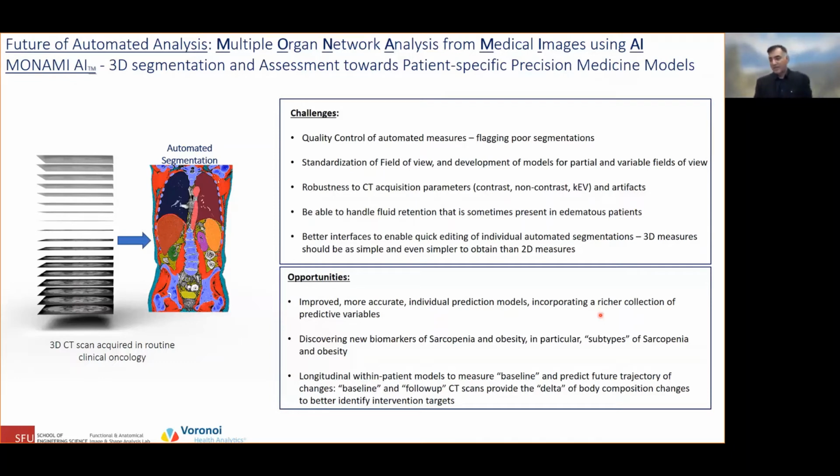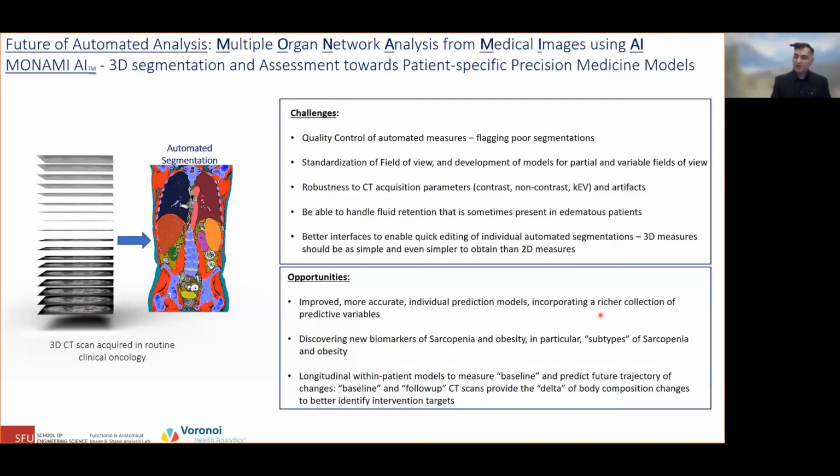Robustness to CT acquisition parameters. CTs are acquired in different clinical centers under different acquisition parameters, contrast, non-contrast, different voltages, and so on. And then they also have different artifacts in them. Being able to handle all of these gracefully is important. If you were to do automatic segmentation, being able to handle fluid retention that's sometimes present in edematous patients and not overestimate skeletal muscle as a result.